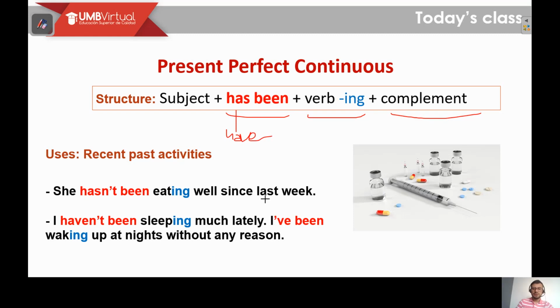She hasn't been eating well since last week. So we have here hasn't with the negative form, been, then we have the next verb using the ing form. I haven't been sleeping much lately. I've been waking up at nights. Pay attention to this contracted form. You can also find it for you: you've. For him, it's going to be he's, the same as he is, he has.